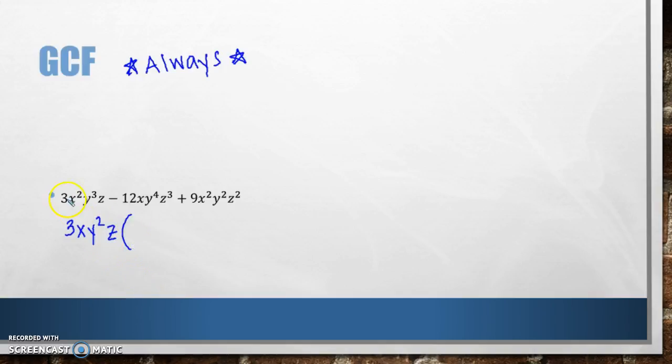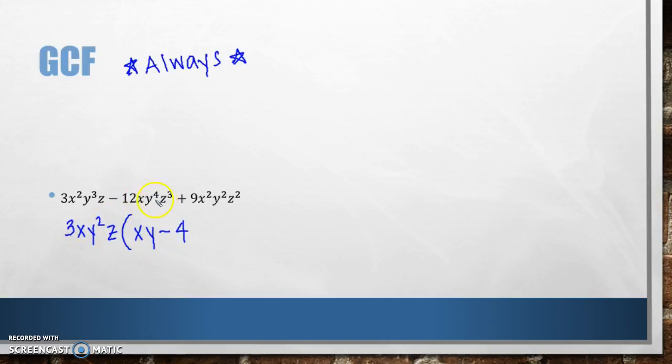Then I divide. 3 divided by 3 is 1. X squared divided by x is x. I don't need the 1 out front. You can, but you don't have to put the 1 there. Y cubed divided by y squared is y. And z divided by z is 1. It cancels out. Then negative 12 divided by 3 is negative 4.